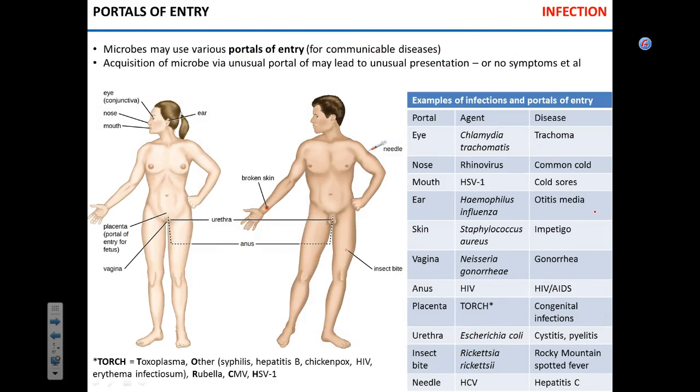Portals of entry. Of course, for communicable diseases. Non-communicable diseases have none. Just examples. Let's not look at the table. It's for your reference, but let's figure out which portals of entry you can think of and what microbes can use them. Who wants to start? Mouth. Which microbe? Salmonella. Perfect. Salmonella gets into the mouth and causes intestinal infection. So we can say mouth and intestines, the digestive tract.